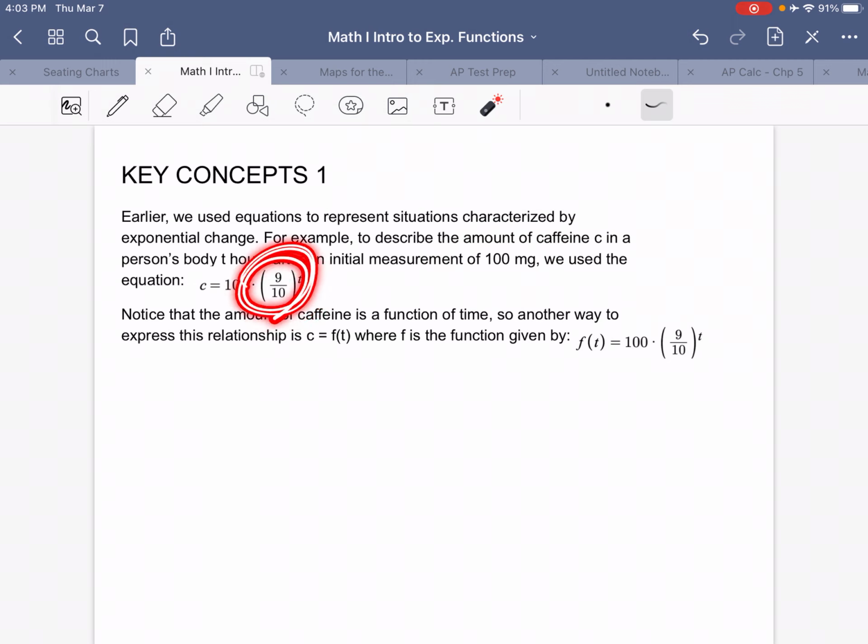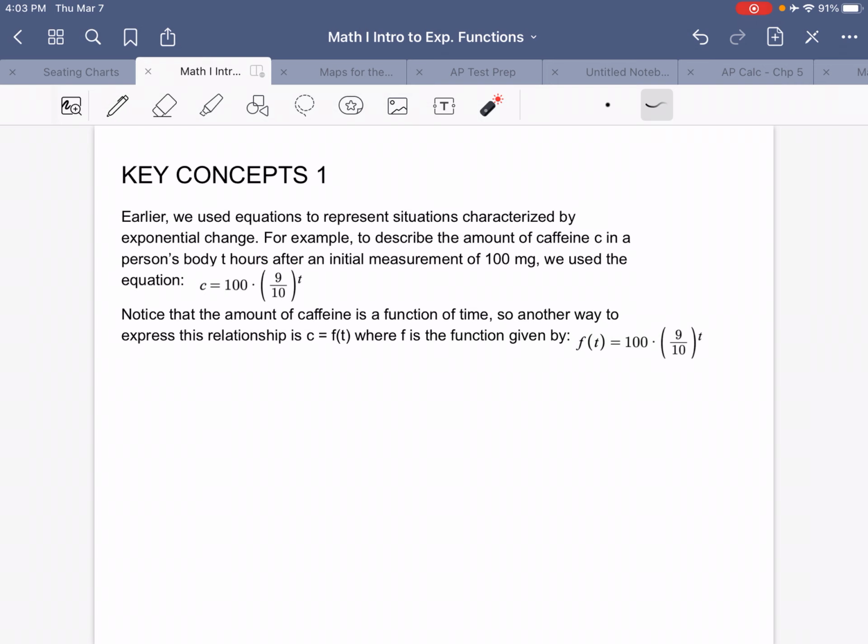9/10 was the fraction of the caffeine that was left after 1 hour. So if 9/10 were left, that means that they're losing 1/10 for every hour, or it's going down by 10%, or it's holding on to 90% of the amount of caffeine after each hour.